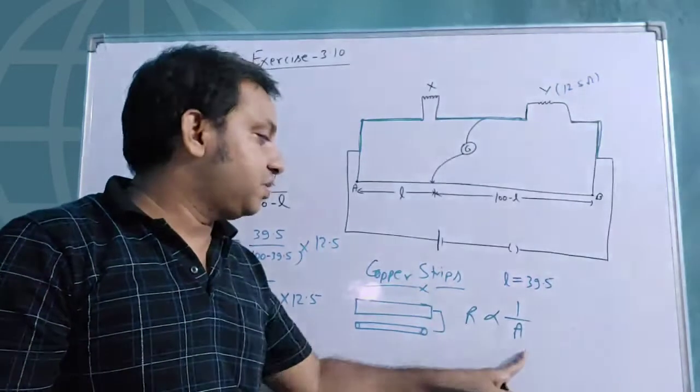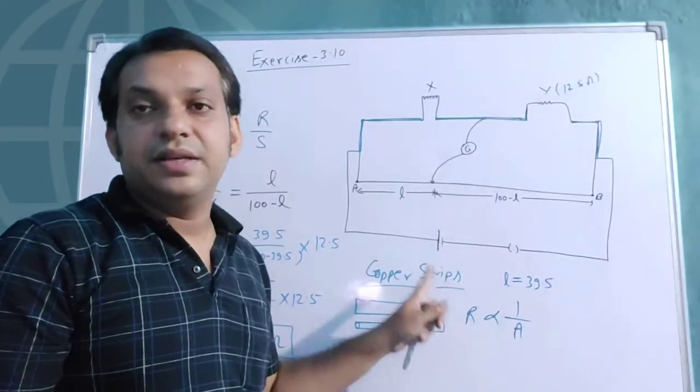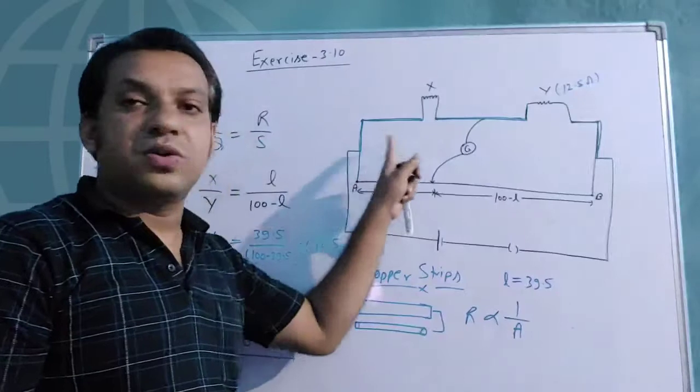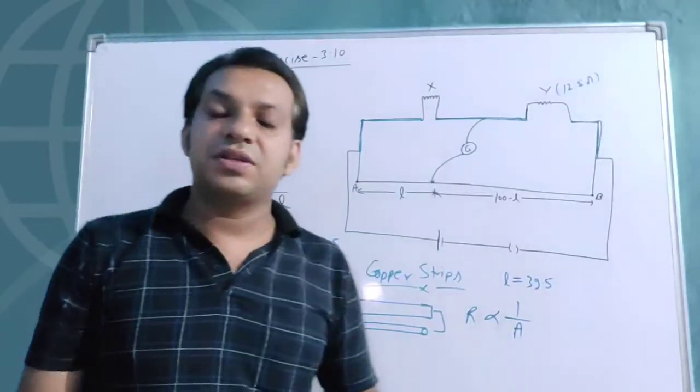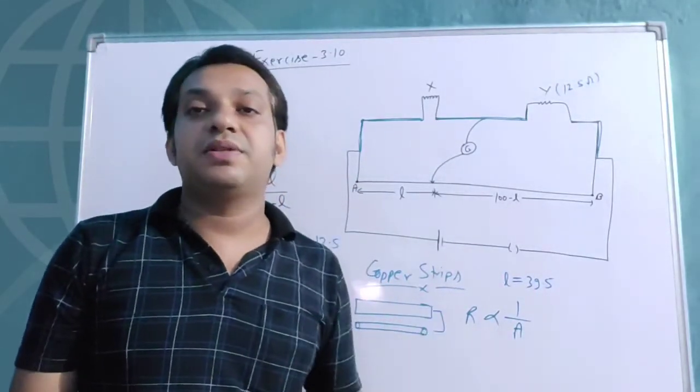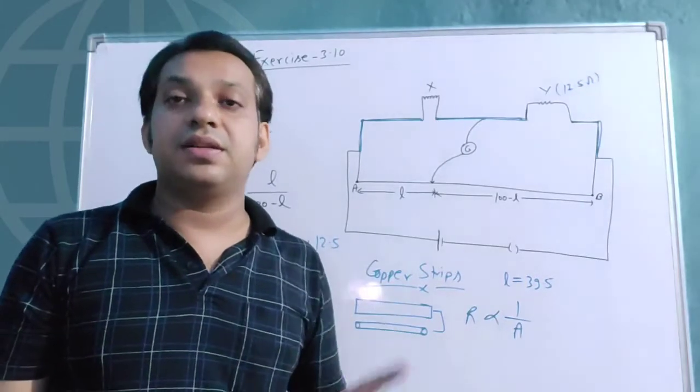If the area of cross section is more, then the resistance is less. So why are we using the copper strip? Because the area of cross section is large, that is why the copper strips are providing the very least resistance.